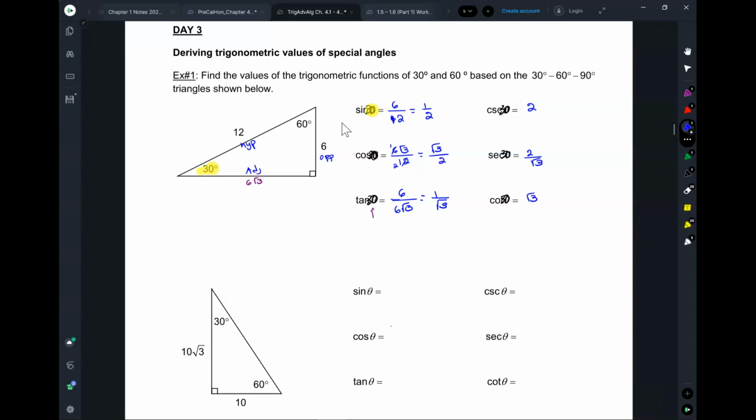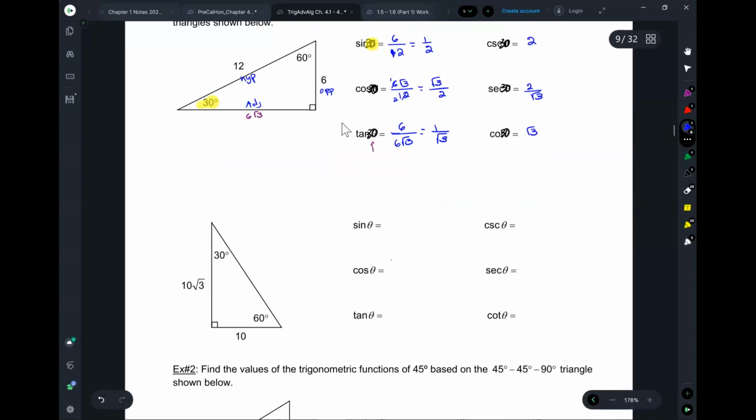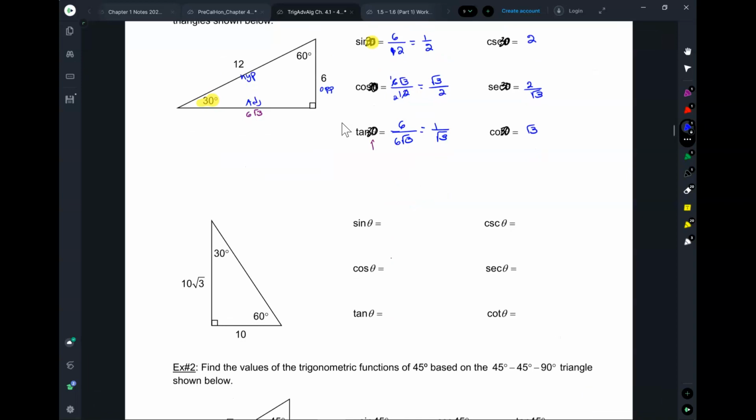Okay, now take a look at this next one. I have a very different 30, 60, 90 triangle, but I'm still going to do the same thing, and let's see what results we're going to get. So again, these are all going to be of 30. So tangent of 30, cosine of 30, right? Now, here's what we're going to do.